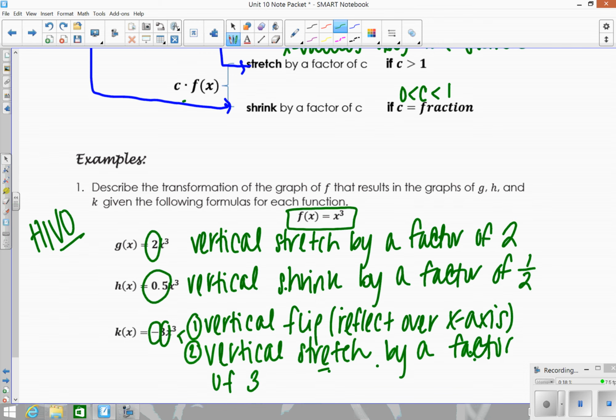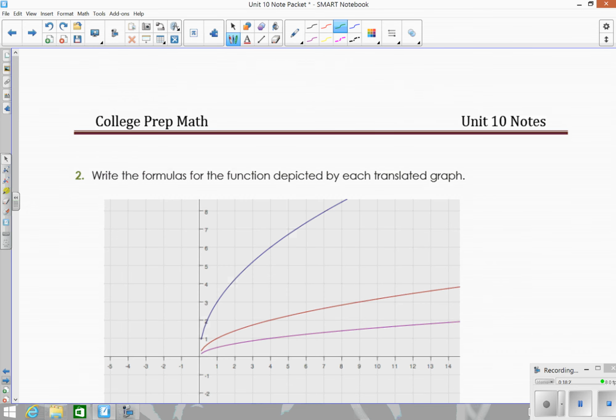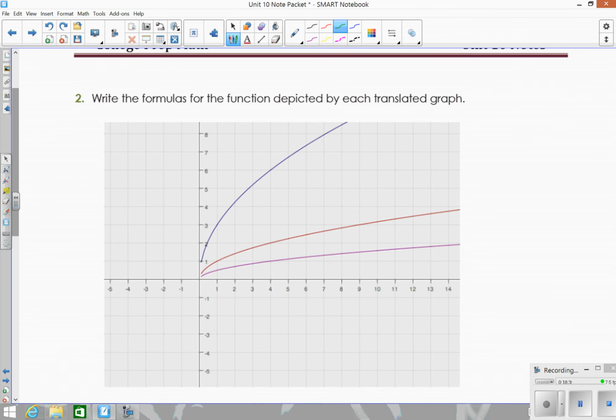And then the last example is going to be putting these on a graph. So looking at some stuff on a graph, an accurate graph, not just a sketch. For this last example, we want to write the formulas for the functions that are depicted by these translated graphs. The first thing we need to do is identify the parent function. When you're looking at these, first of all, these should all be going through the point 0, 0. So this graph here, if you extend it, it should be going to 0, 0. Same with this one. All of these graphs should go through 0, 0.